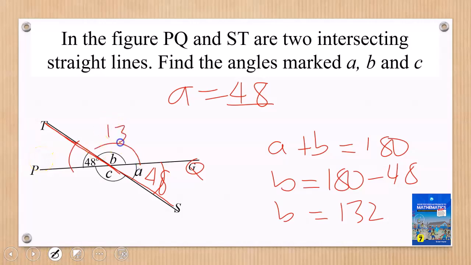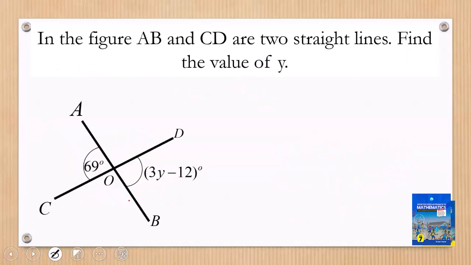So once B is 132, then C must also be 132 as well. Good. Look at this question 2. In the figure, A, B, and C, D are two straight lines. Once they are two straight lines, they form vertically opposite angles. But then be careful. Let's assume that I have this, and I have this, and I have that.